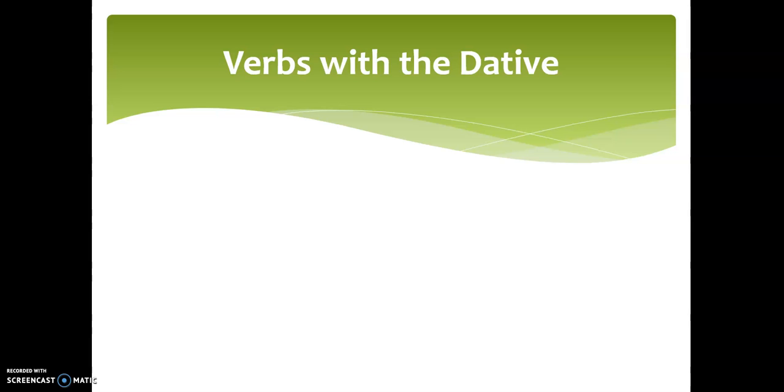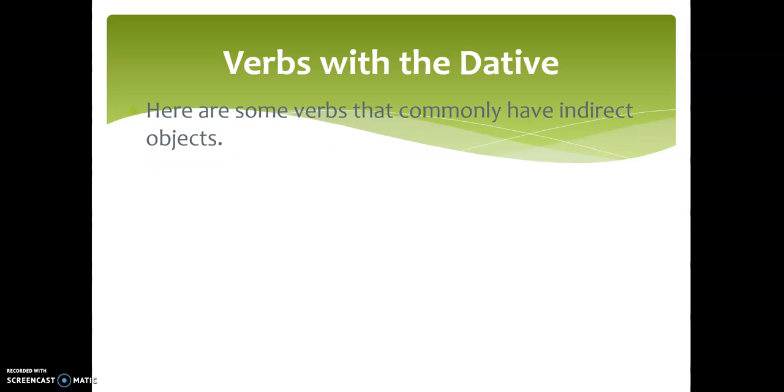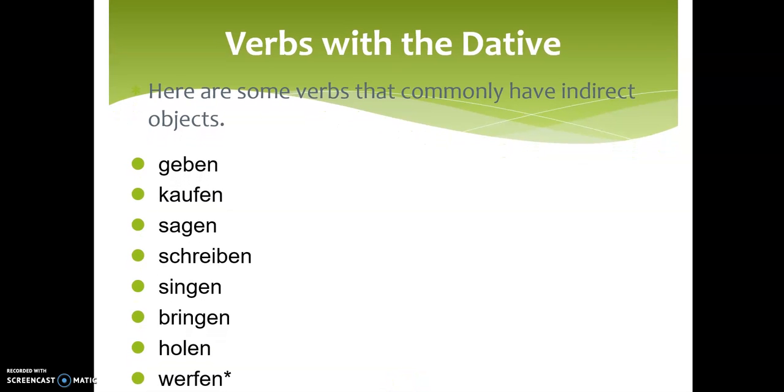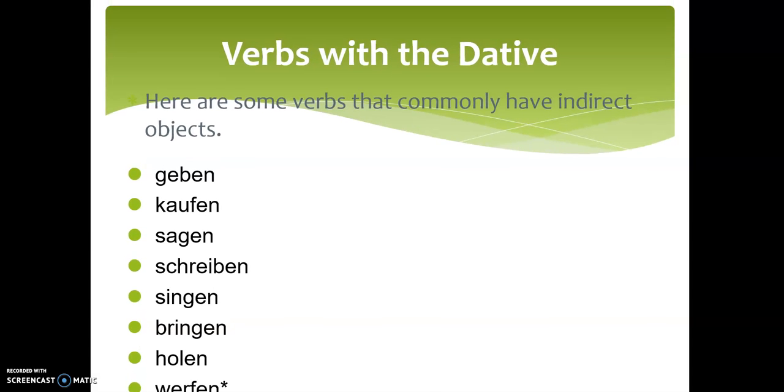So some verbs actually always take the dative case. And here are some verbs that commonly have indirect objects. The first ones, let me scroll down just a little bit so you guys can see here: geben, kaufen, sagen, schreiben, singen, bringen, holen, and werfen. These verbs are some of the common verbs that will always take an indirect object. Okay, if you guys have any questions about these, you can ask me about these verbs, but make sure you remember they will always take an indirect object.